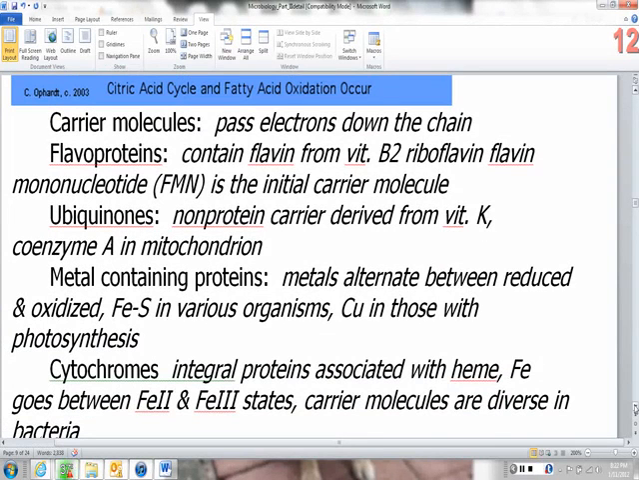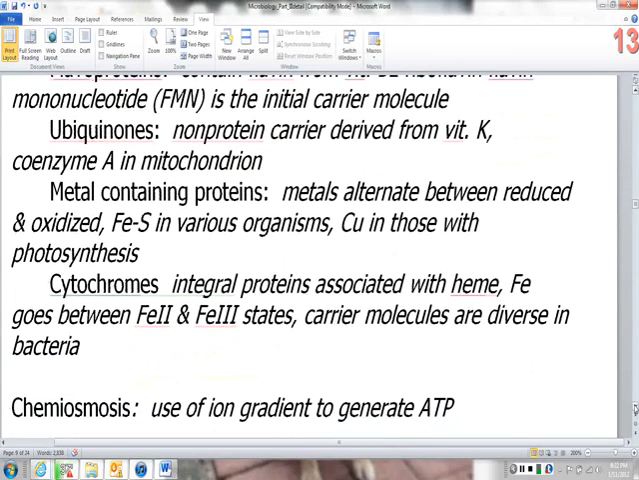There are also metal-containing proteins where the metals can alternate between reduced and oxidized states. Iron sulfide is used in various organisms that you can see here, and the iron goes between the states of iron 2 and iron 3. The carrier molecules can be diverse in bacteria, but the electron transport chain will always work on the same principle.